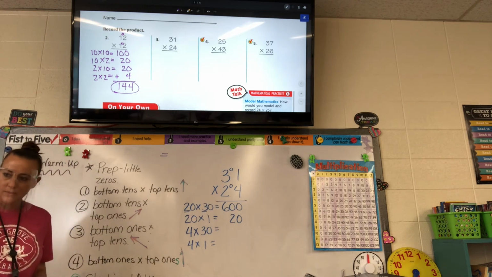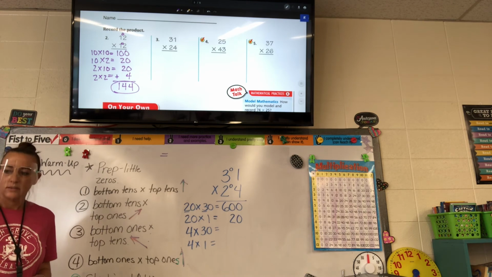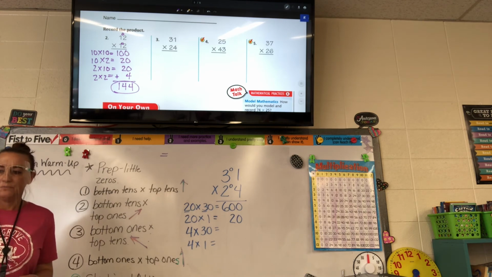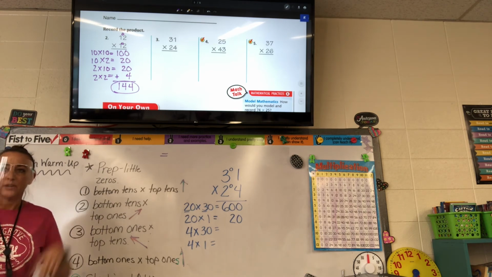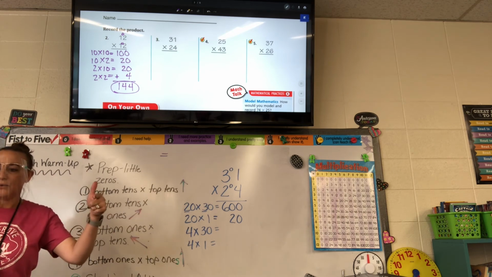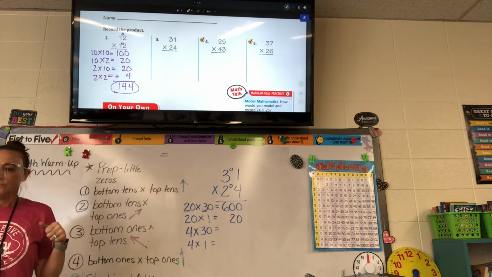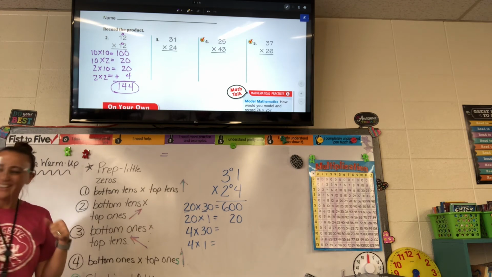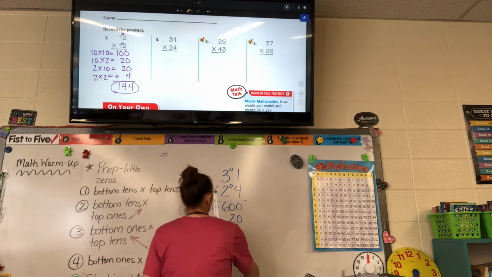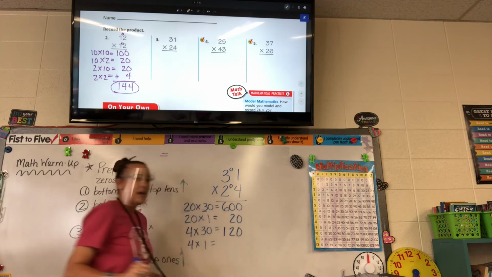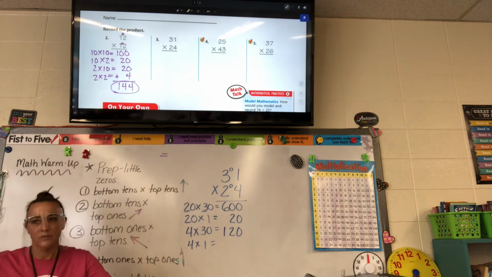And you carry the 0. So what would that equal? Picture it. 12 with a 0 behind it. What's that equal? 120. There you go, girl. Go give yourself a point. Good work. 120. And then 4 times 1?